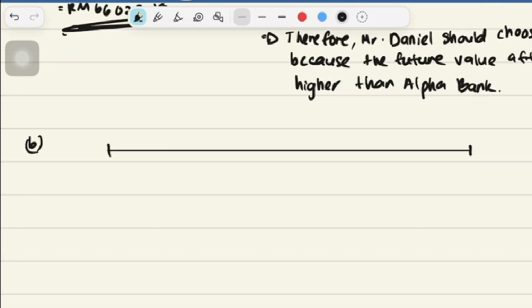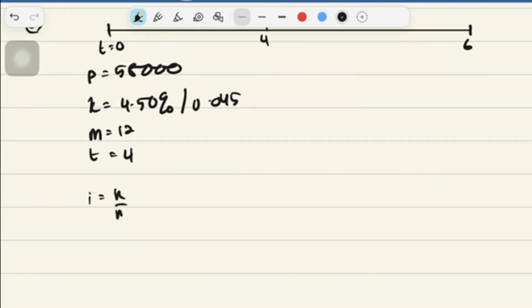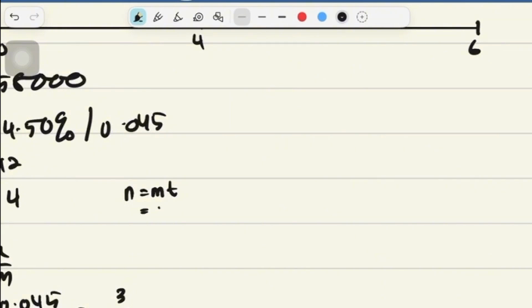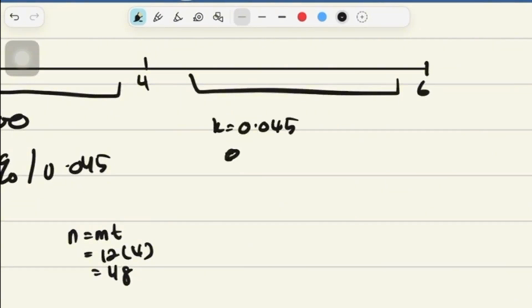So first we need to do the timeline, and the P value is still the same, which is RM 58,000, and the K value is 0.045. M equals 12 and T equals 4. Then we use the same formula to find the I value, and we got 3 over 800. To find the N value, we use the same formula also, and we got 48. But this is only for 4 years. And for the remaining 2 years, we use the same method.